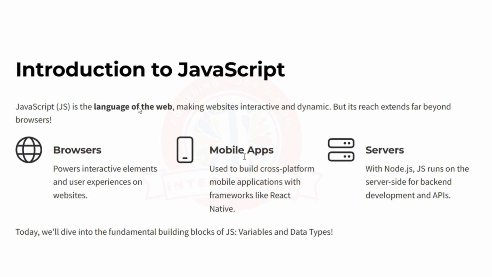Mobile apps. It is used to build cross-platform mobile applications with frameworks like React Native, and even servers. JavaScript can communicate with servers with the help of Node.js. JS runs on the server side for backend development and APIs. Today we will dive into the fundamental building blocks of JavaScript: variables and data types.